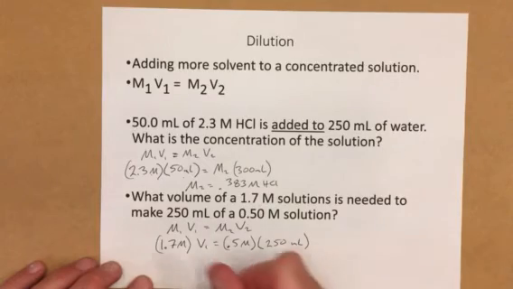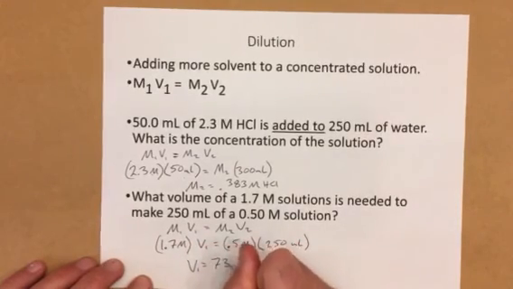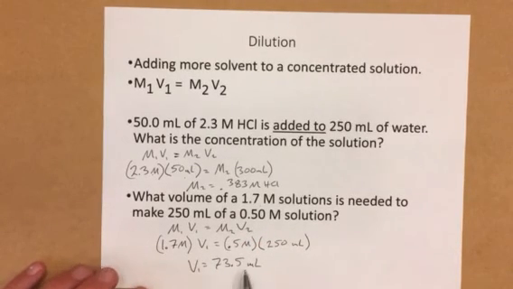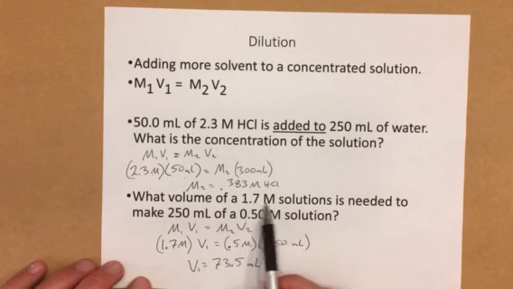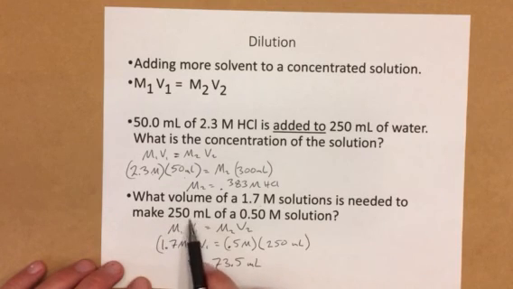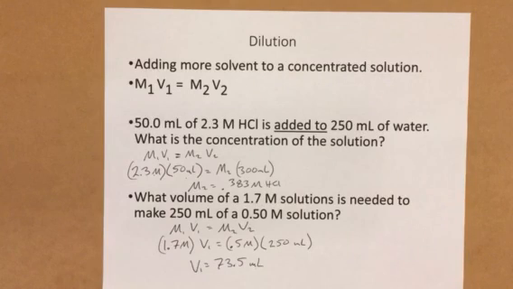And so we'll use algebra to solve, and you get V1 is equal to 73.5 milliliters. And so what that's telling us is that we need to measure out 73.5 milliliters of this concentrated solution, and then we'll add water until we get a total volume of 250 milliliters, and that new diluted solution will have a molarity of 0.5 molar.